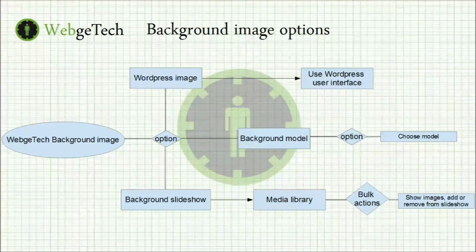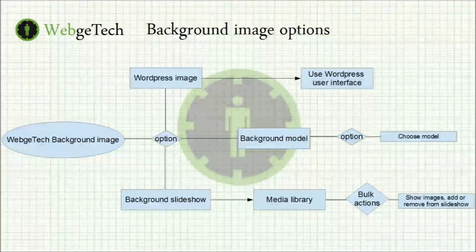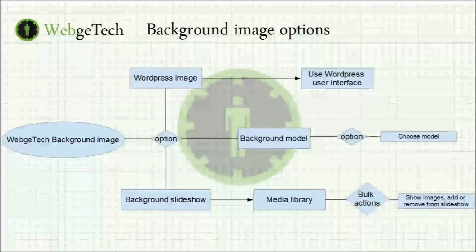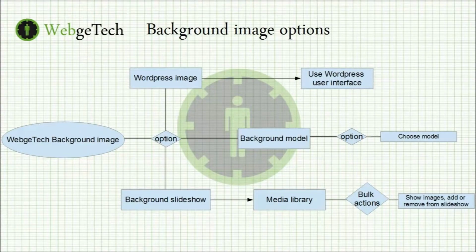There are three options available to change your background image. First, you can choose to use WordPress Interface to add a background image. Then, you can choose also to use one of our models that we prepared to look good on the site. Or you can also choose different images in the media library and add it to a background slideshow.